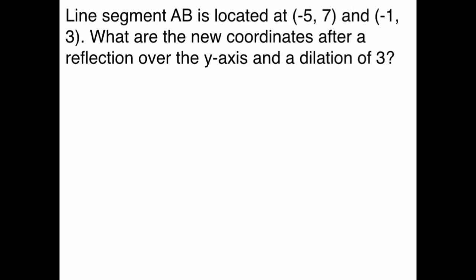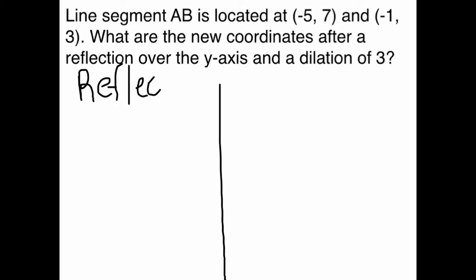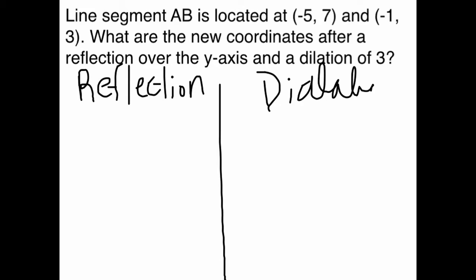Let's do another one. Line segment AB is located at -5, 7 and -1, 3. What are the new coordinates after a reflection over the y-axis and a dilation of 3? First thing I'm going to do is draw a line. This will be our reflection, and this will be our dilation. I'm going to do each one of these individually. First thing I need to do is figure out the new coordinates after we reflect over the y-axis.